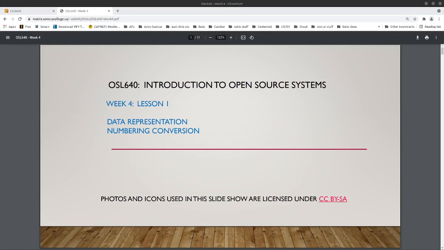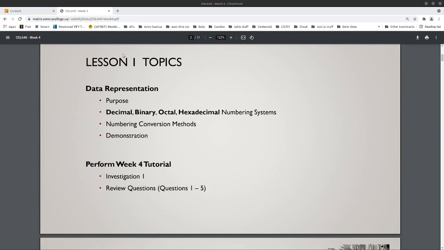So today we're going to be looking at number representation and number conversions in our Lesson 1 video, and Lesson 2 is going to look at file permissions and how we can use our number conversions and data representation things that we learn in this first lecture in file conversions. So here's everything we're going to look at. We're going to look at converting between decimal, binary, octal, and hexadecimal, and why we want to do this, and some different methods for doing this.